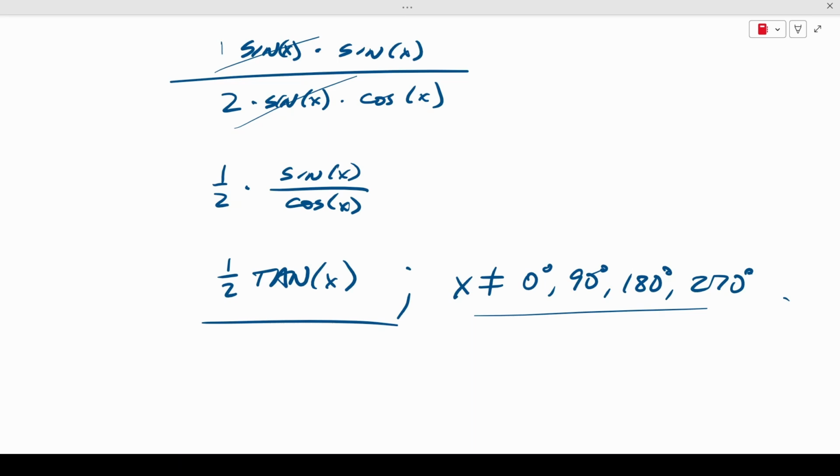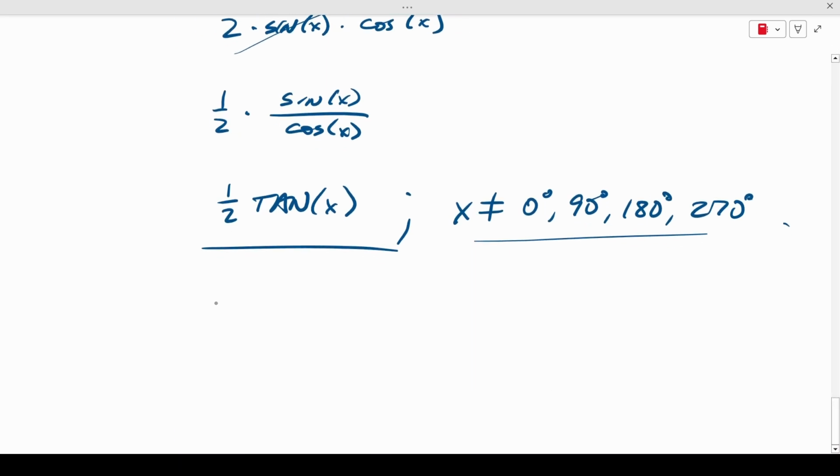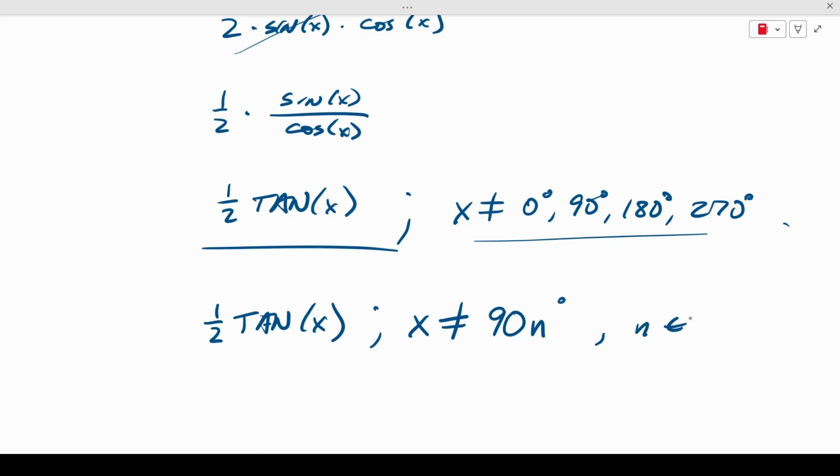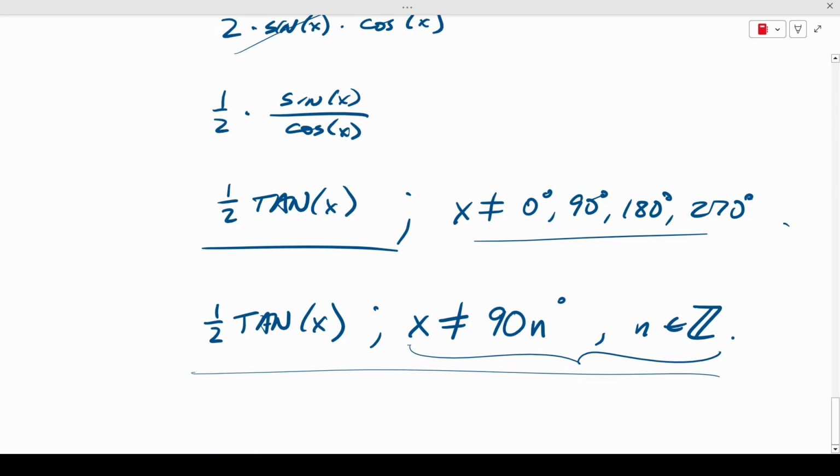Okay. Or if we want to have a general form for this, we would say we have 1/2 tangent of x. And in general, x cannot be any multiple of 90 degrees. So I would say x can't be 90 times n degrees, where n is an integer. This will cover all of the multiples of 90. Or some people might prefer to write n times 90 degrees, like that. I think 90 times n degrees is just fine. So there we go. That's our answer.